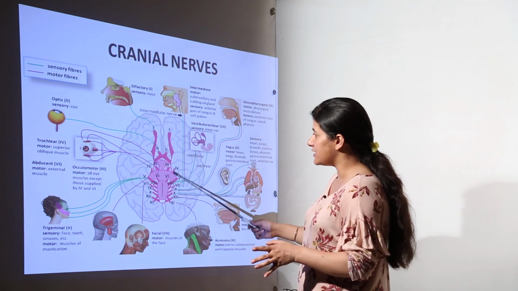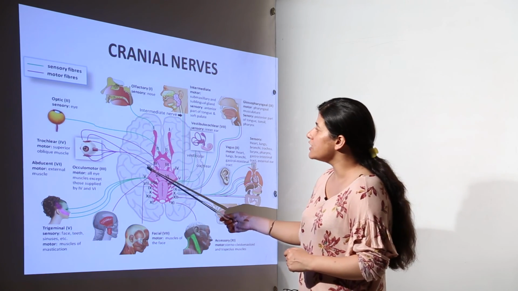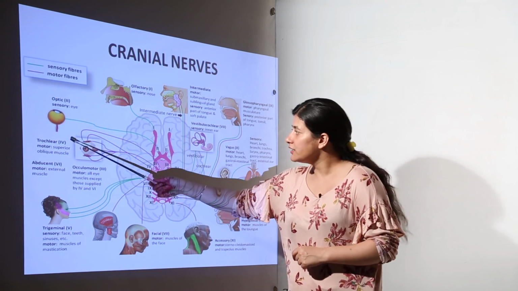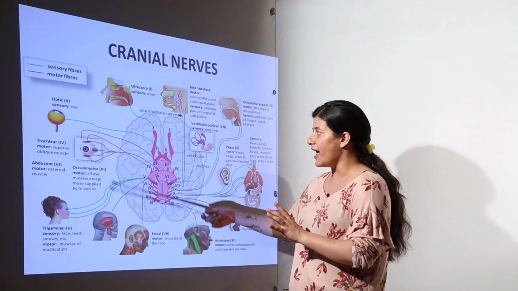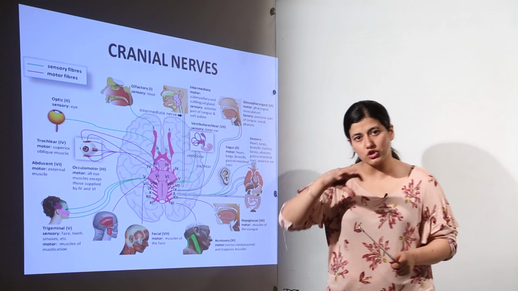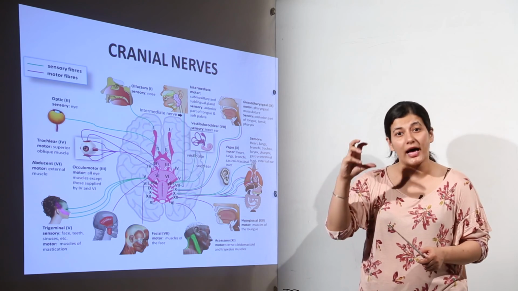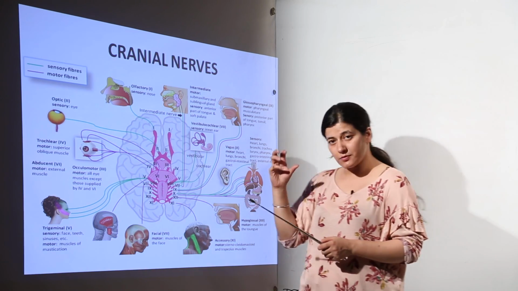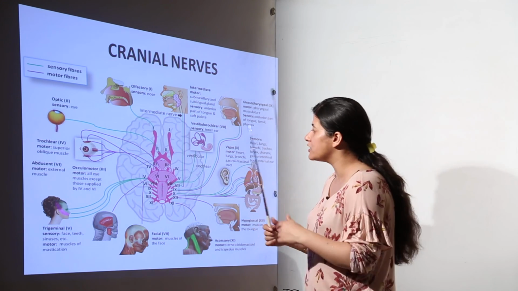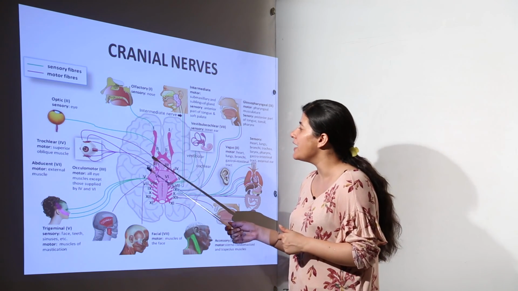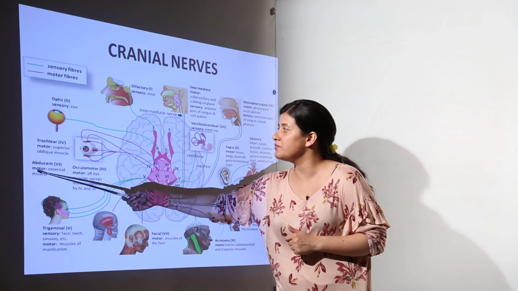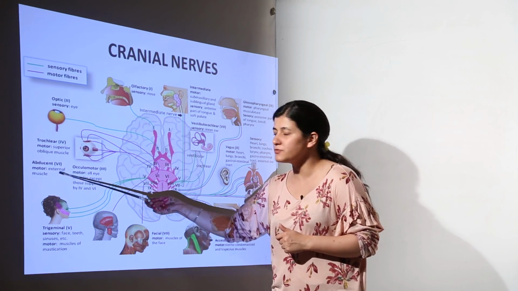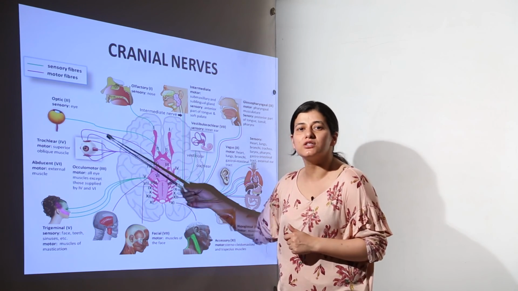Now we are going to see what the fourth nerve is. The fourth nerve is the trochlear nerve. Trochlear is again a motor nerve, and it goes to the superior oblique muscle of the eyeball, which is responsible for accommodation that is done by the lens. And the sixth one is the abducens, a motor nerve, which is again responsible for the external muscles of the eye.